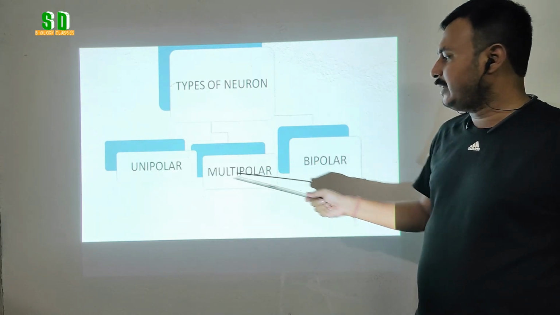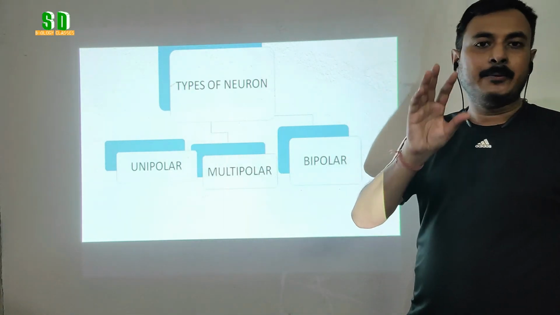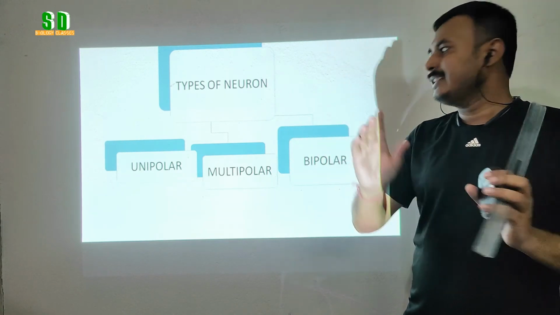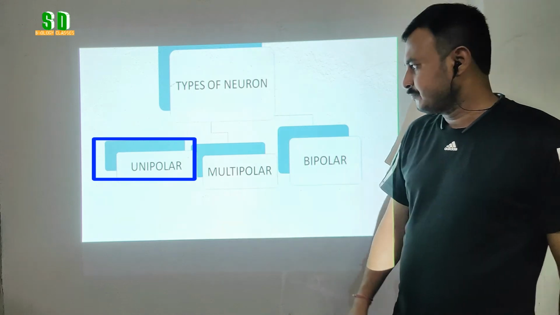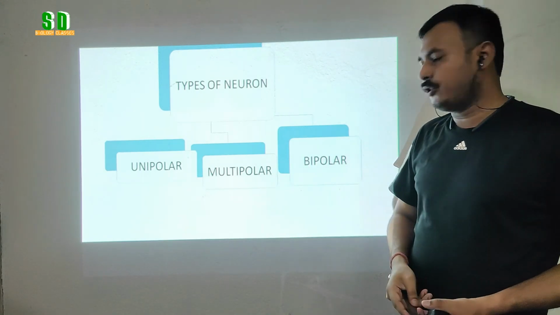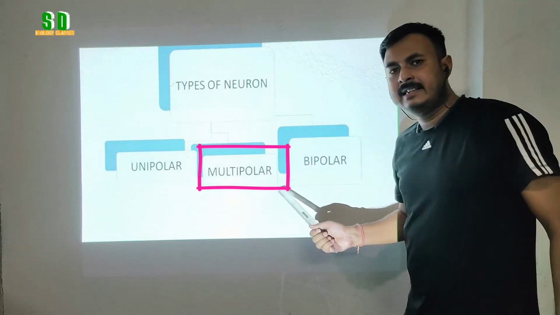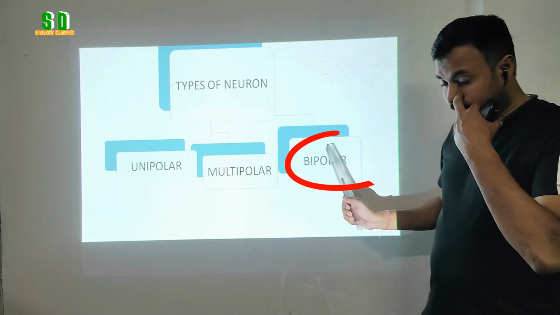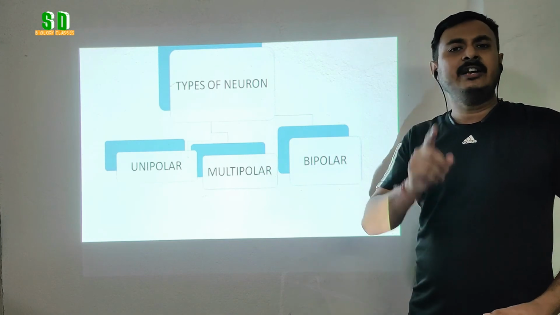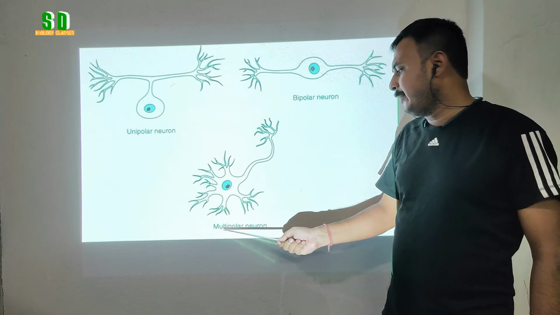What are these unipolar, multipolar and bipolar neurons? The neuron which has a single cell body and a long extension of axon attached with it, that is unipolar neuron. The neurons that have more than two dendrites or dendron and a single axon, then it is called multipolar. And see, in the case of bipolar neuron, there is a cell body connected with only one axon and only one dendron.